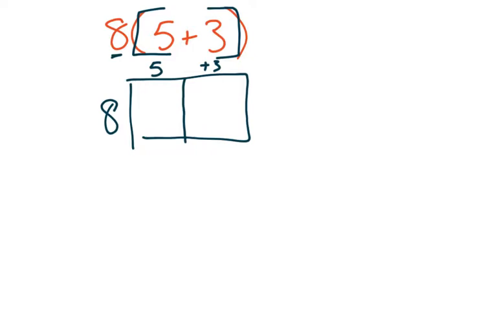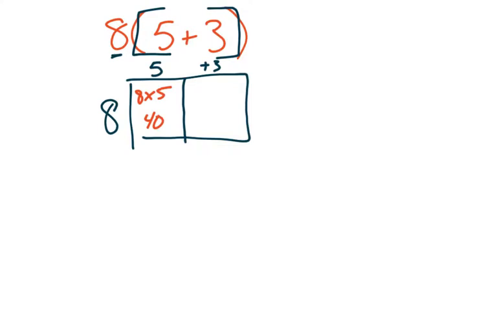Now, if I were just trying to find the answer, what I would do is multiply, like I'm finding the area of each of these parts of the box, and add them together, or subtract them depending on the sign. But today I'm going to add an extra little step in here. How do you find the area of this first box? Well, you multiply 8 times 5. That's going to give us 40.